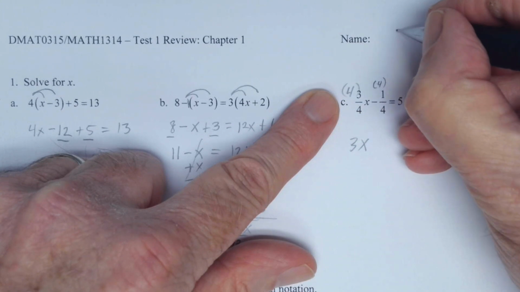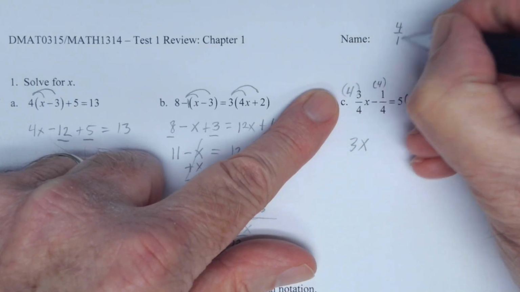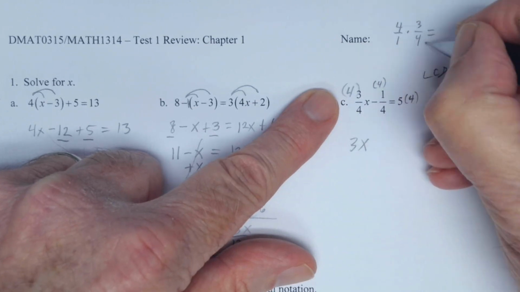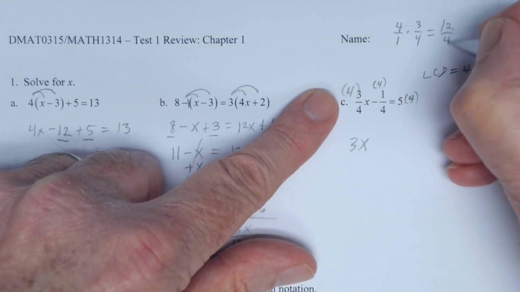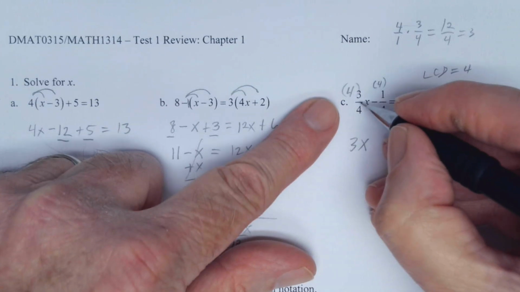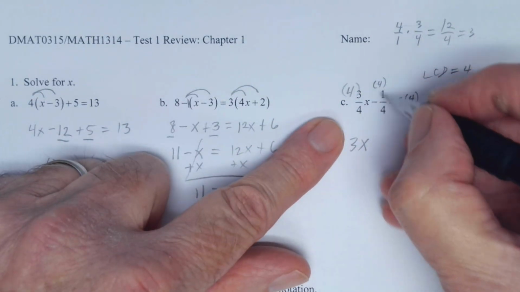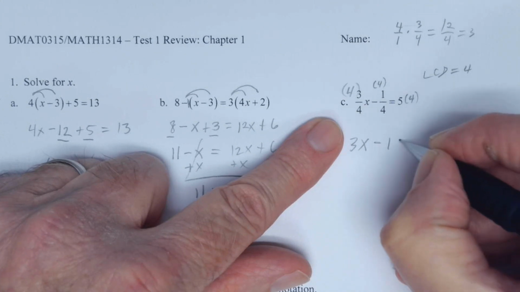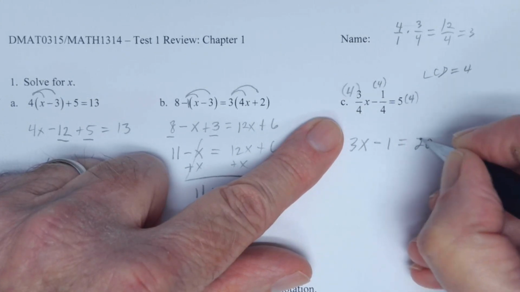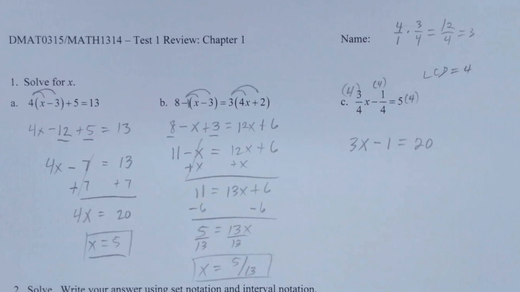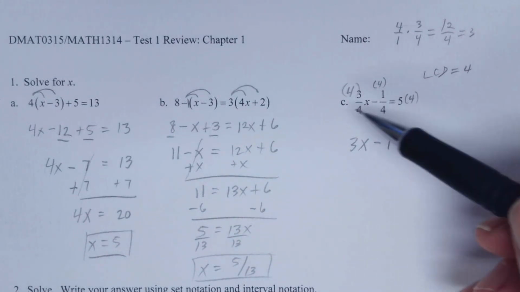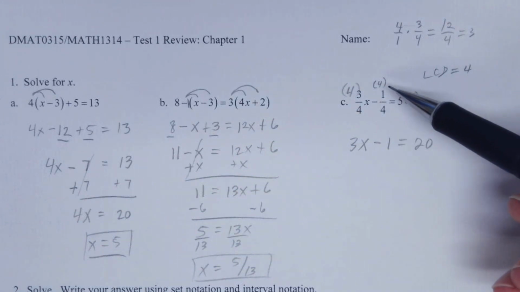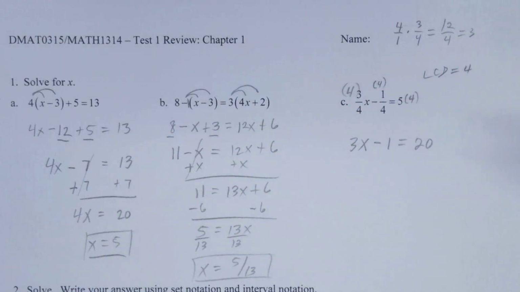If you want, you could do your work like this. 4 over 1 times 3 over 4. That's 12 over 4 when you multiply across, which is 3. And don't forget the x. 4 times a fourth is 1, so this will be minus 1. On the other side, you get 20. And so the other thing I would mention is you can also use your calculator to check yourself and see, 4 times a fourth is 1, and so on.